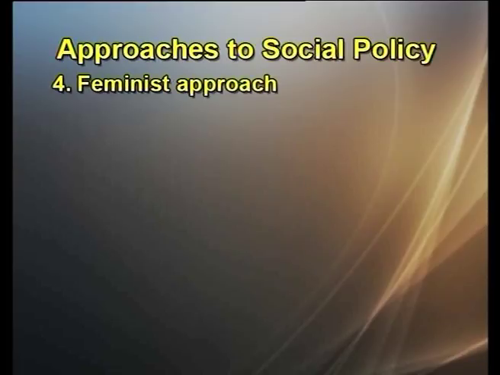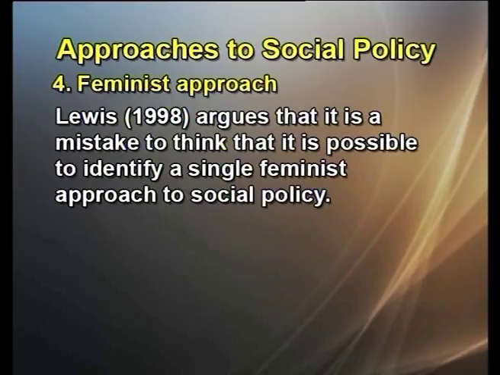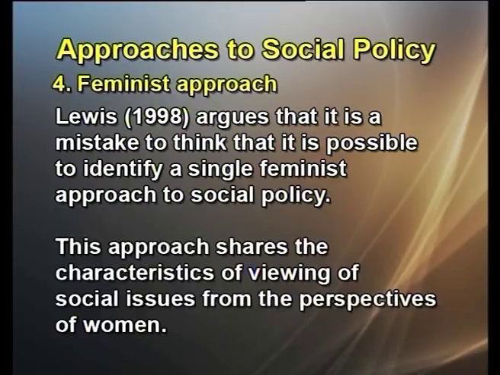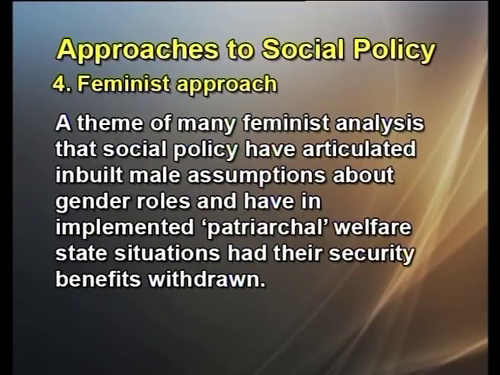4. The feminist approach. Lewis argues that it is a mistake to think that it is possible to identify a single feminist approach to social policy. The approaches share the characteristic of viewing social issues from the perspectives of women. A theme of many feminist analyses is that social policies have articulated inbuilt male assumptions about gender roles and have implemented patriarchal welfare state situations in which women had their security benefits withdrawn.